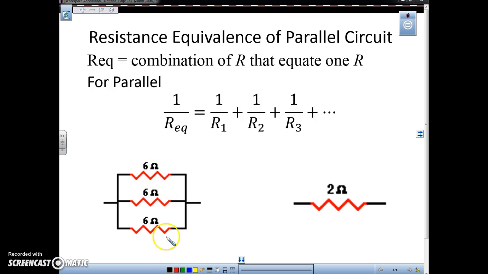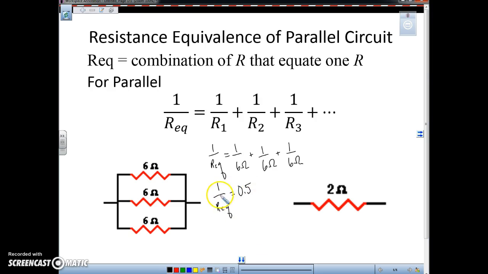If I wanted the resistance equivalent, it is set up like this. Req is the following: 1 over 6 ohms plus 1 over 6 ohms plus 1 over 6 ohms. Okay? If I do that, I still have this as an inverse, and I'm going to do that right now on my calculator to get an answer. Okay, I get a decimal of 0.5.